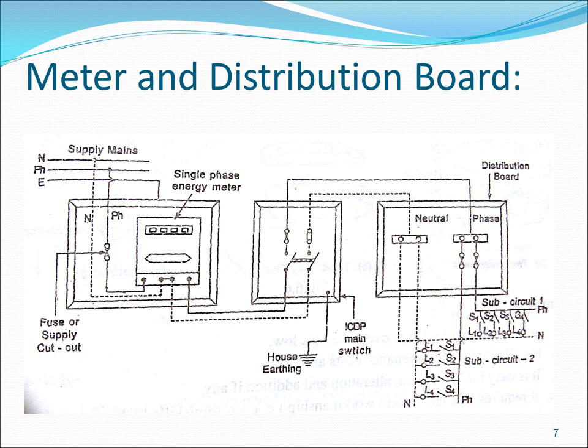So main energy meter will be given to the main switch. From the main switch it will be given to the distribution board. From the distribution board it will be connected to the different loads, and earthing also required. So this is the complete how the wirings are made, or how wirings are connected to the different sections like energy meter, main switch and the distribution board in the house.